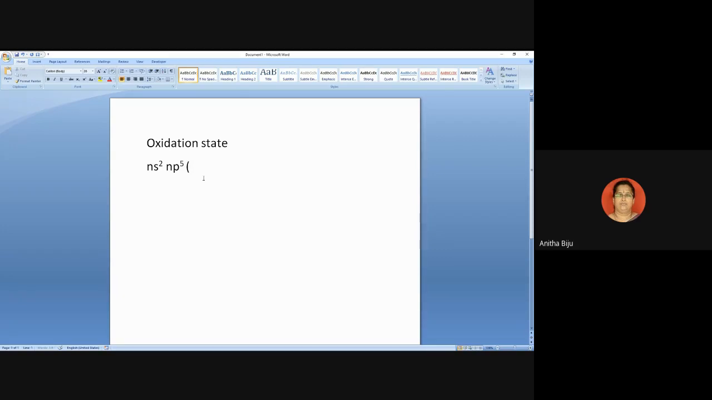So when an atom gains electrons, what about its oxidation state? Is it negative or is it positive? Negative. Very good. Why is it negative? When an atom gains electrons, it becomes negative. Why is it so? Ma'am, the number of electrons is more than the number of protons.